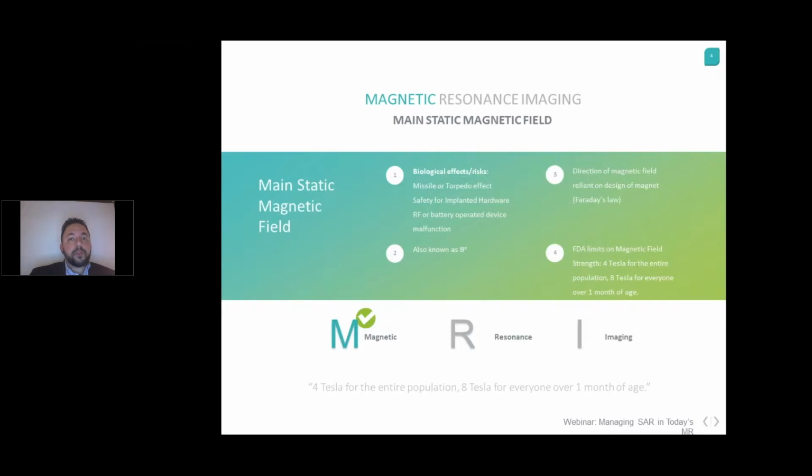This missile or torpedo effect is proportional to the ferrous properties of the object, the size of the object, and the strength of the magnetic field. So a non-MR compatible steel stretcher going in a 3 Tesla room will have a great deal of pull or torpedo effect and potential injury that could occur. Safety for patients' implanted hardware, RF or battery operated device malfunction.